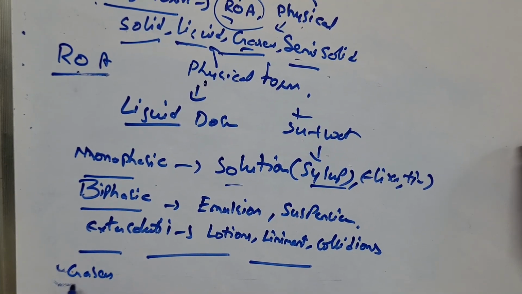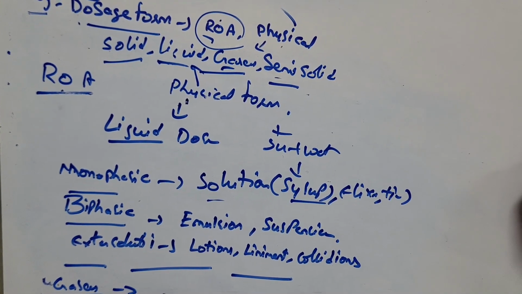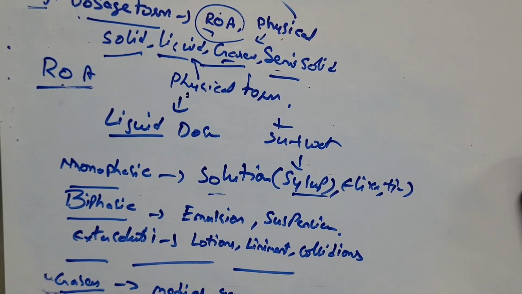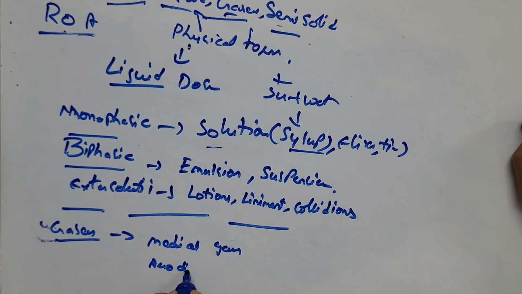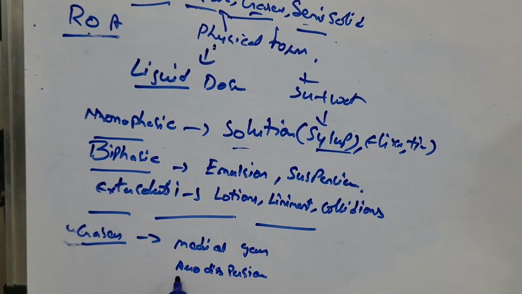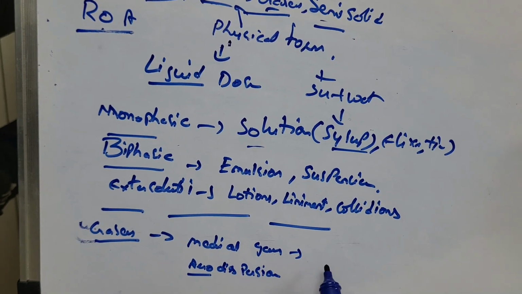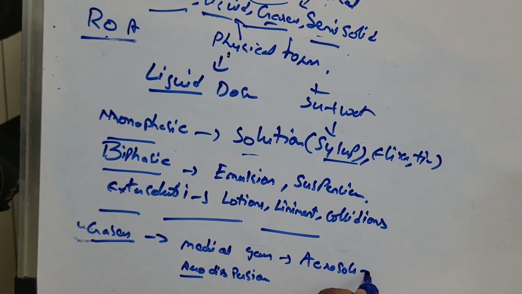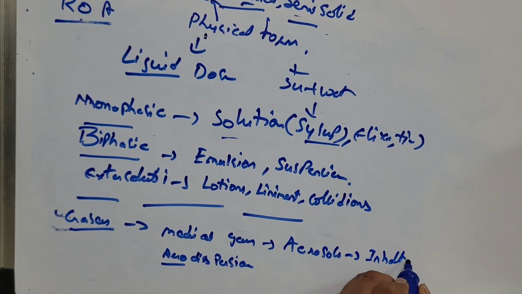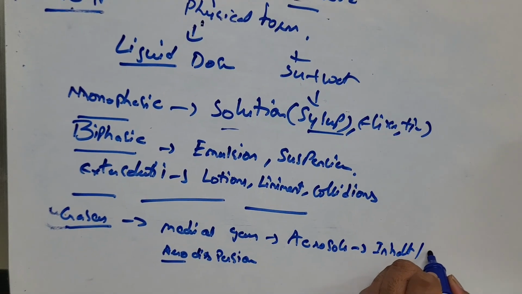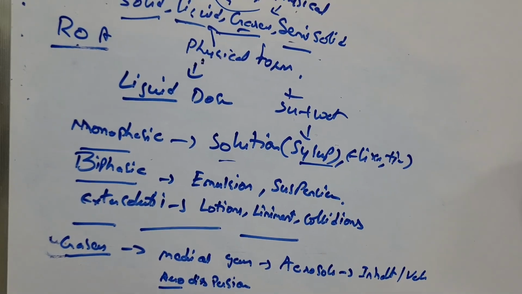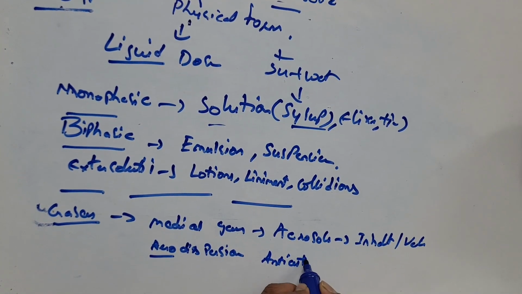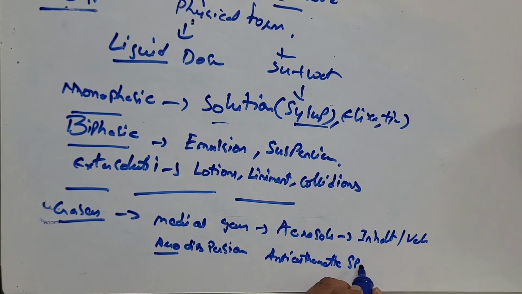Whereas coming to the gaseous dosage forms, these are divided into two types. One is medical gases, and another one is aero dispersions. Medical gases are aerosols. Aerosols are nothing but pressured gas dosage forms. In aerosols, they have inhalants and also volatile anesthetics. Whereas aero dispersions are anti-asthmatic sprays.